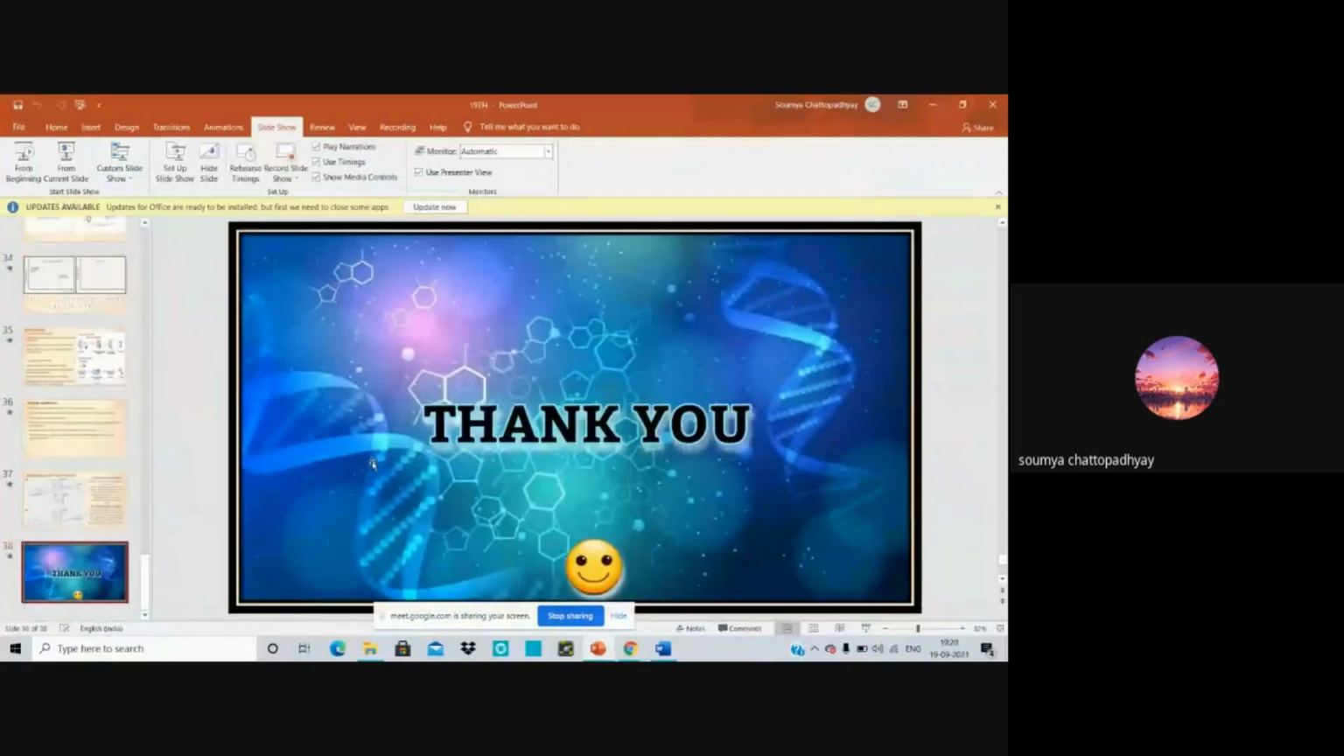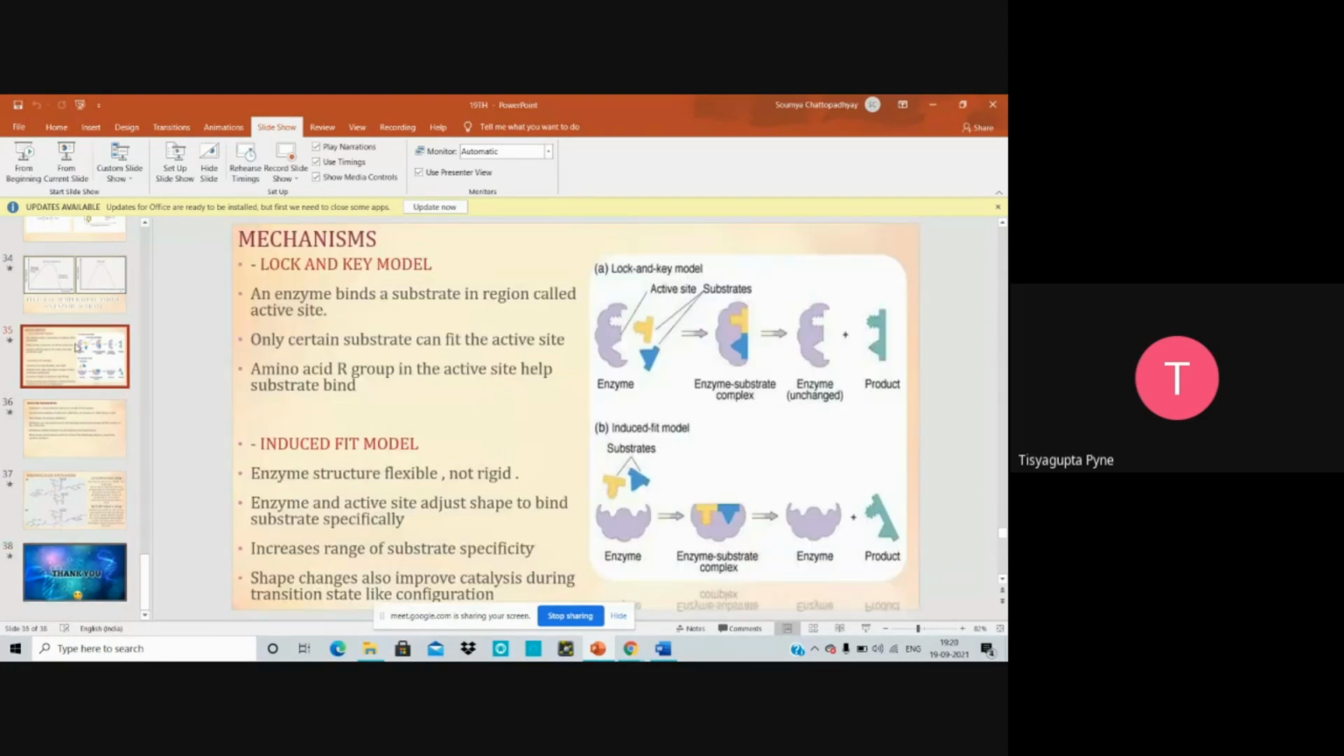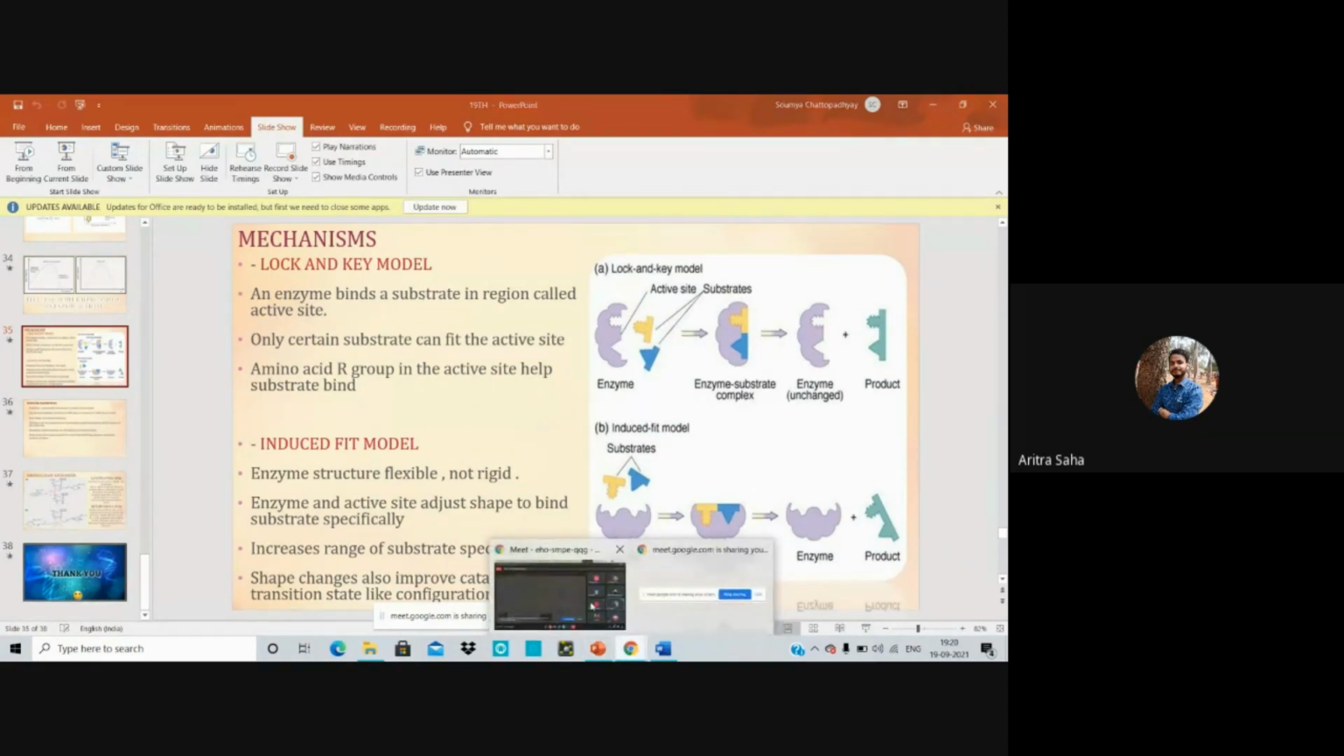Any questions on what you had in the slides? I guess no. I see that Aritra had some question maybe. Aritra, you can just unmute yourself and ask this question specifically. Soma, when you were demonstrating the enzyme, you told that the pH influenced the activity of the enzyme. Can you say that again?